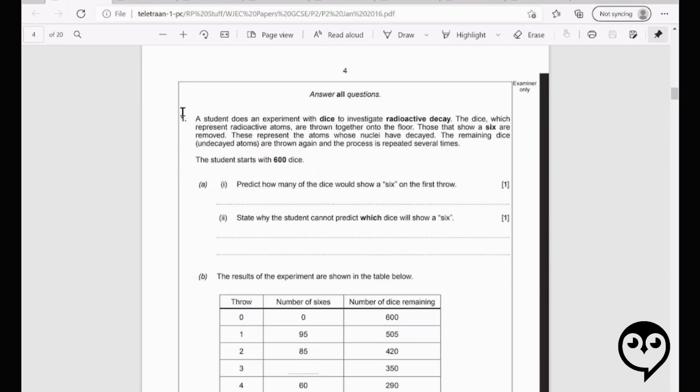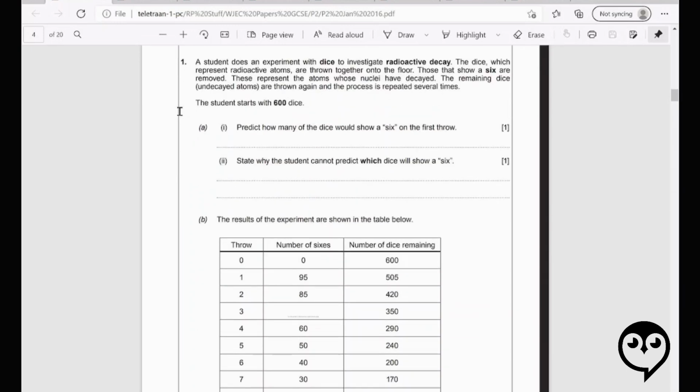Okay, let's move on here. We've got, here you go. This is your dice experiment. Let's get through these ones fairly quickly. Predict how many dice would show a 6 on the first throw.